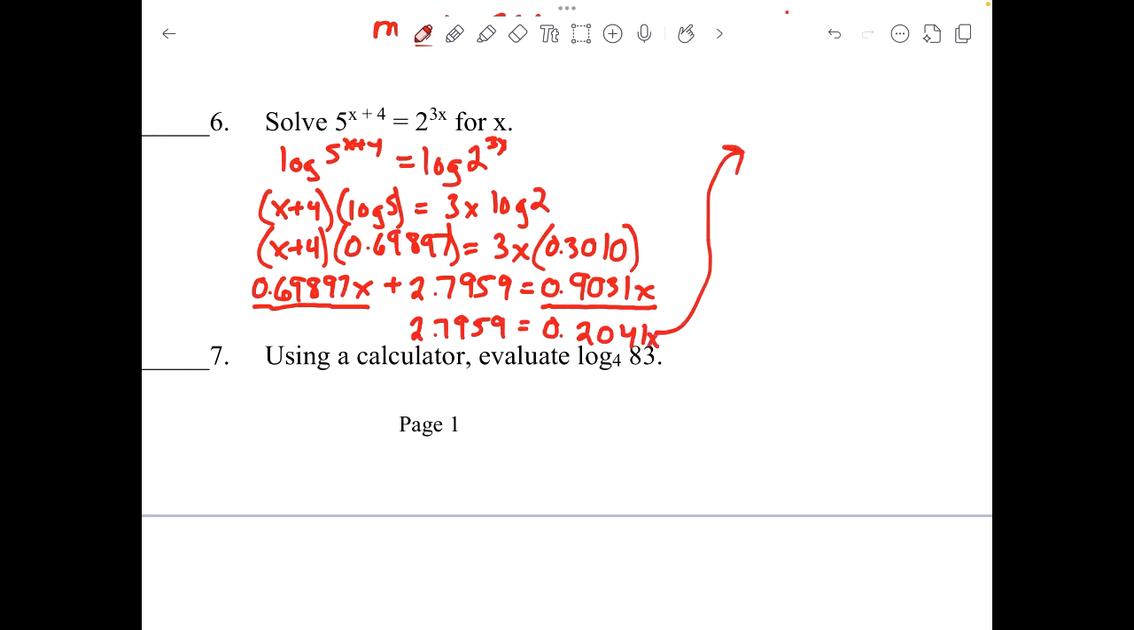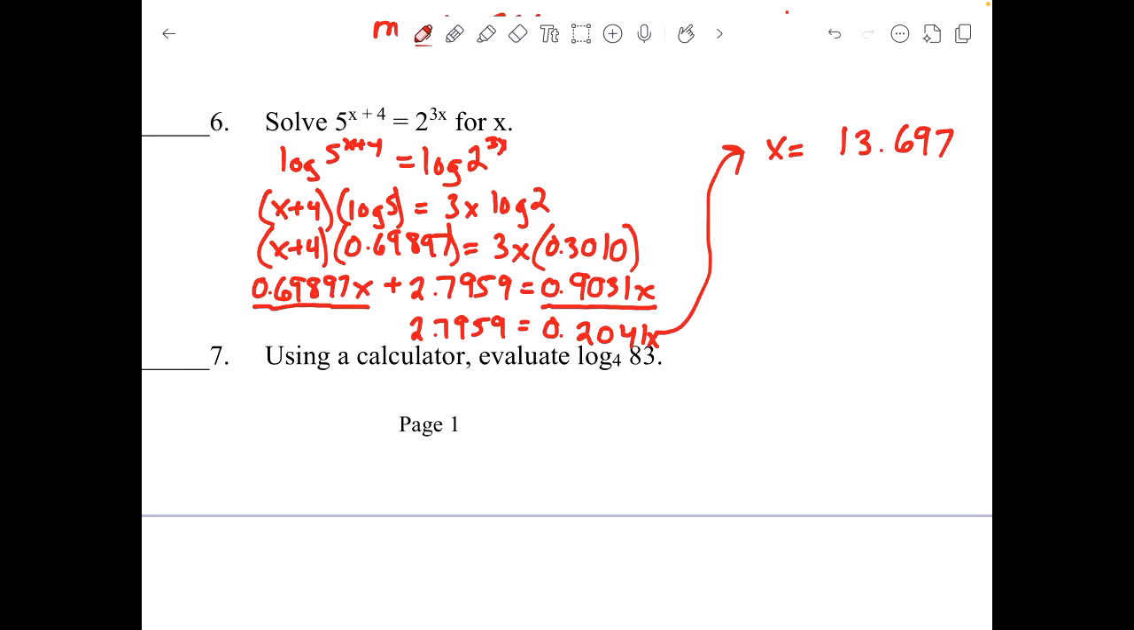x. And now if I divide the 2.7959 by my 0.2041, I will solve for x. So x ends up being 13.697.